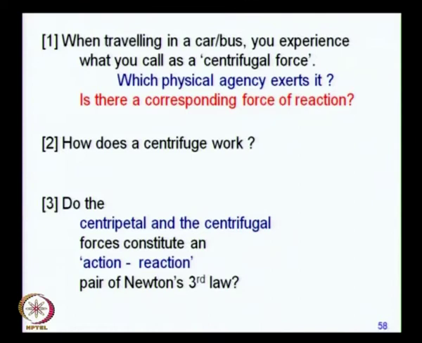Action is a force by one object on another. Reaction is the corresponding force generated by the other object on the first. This being a mutual interaction, it is a moot point as to which object you call the first object and which the second. That is a moot point.